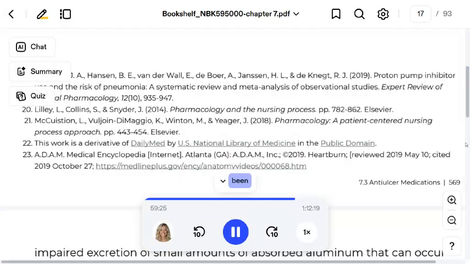Pyridoxine has also been recommended for treating nausea and vomiting in pregnancy. Typical dosages of pyridoxine, 10 to 25 milligrams every 8 hours, cause minimal adverse effects. Now let's take a closer look at the medication grid comparing medications used to treat nausea.